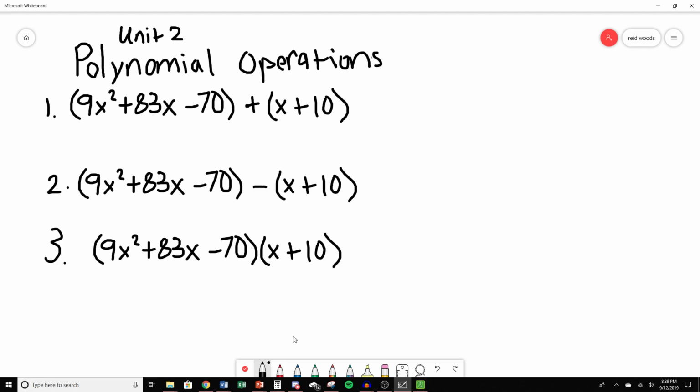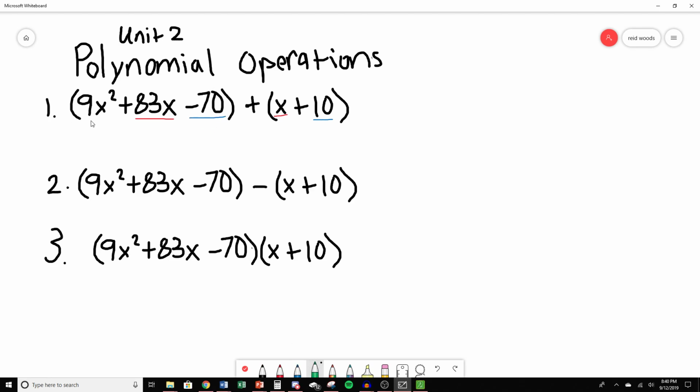When I am adding, like on number 1 and 2, you do something called combine like terms. So for instance, here I have an x. Where's the other like term to this x? Well, it's the one that has the same variable and power. Well, that would be this. Then I have this 10. What is its like term? The negative 70. Okay, that's it.